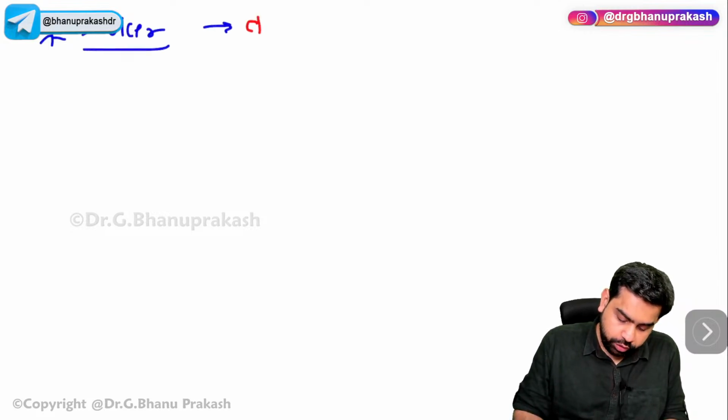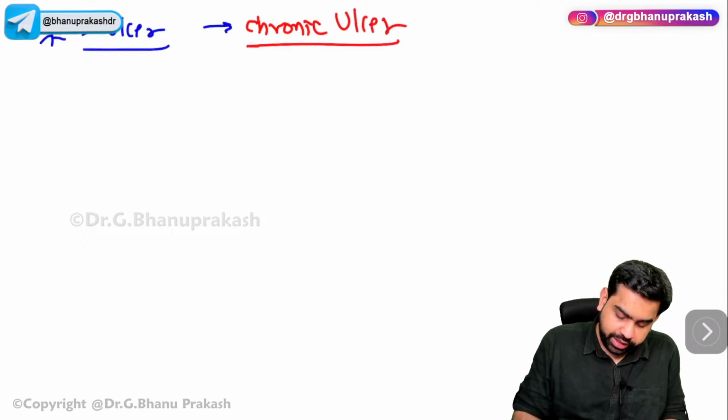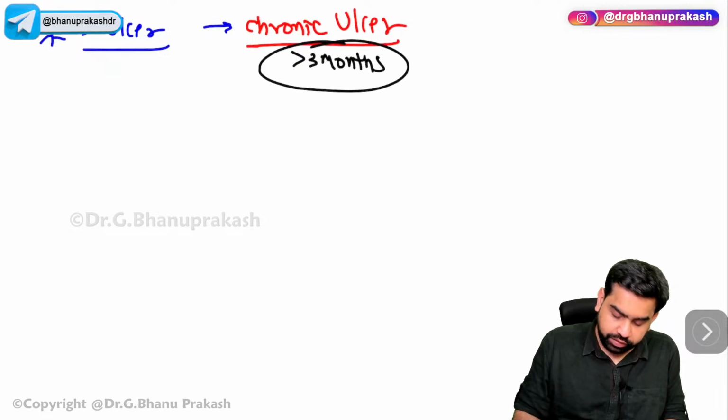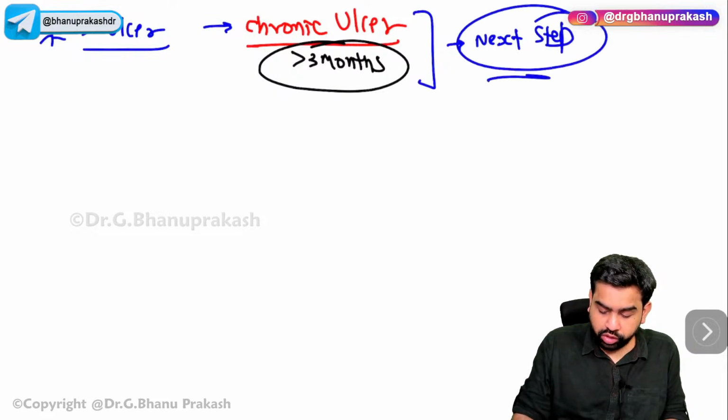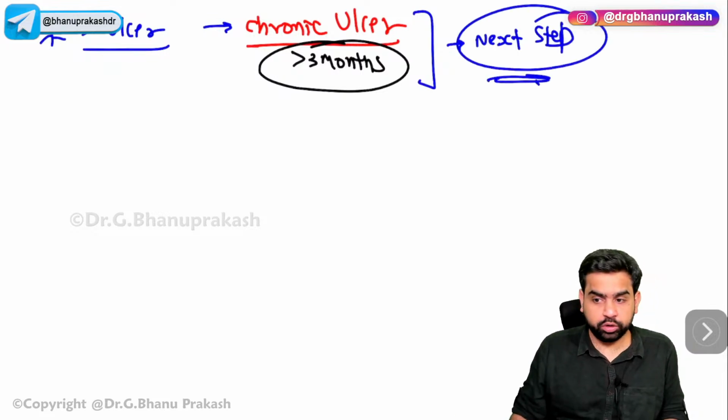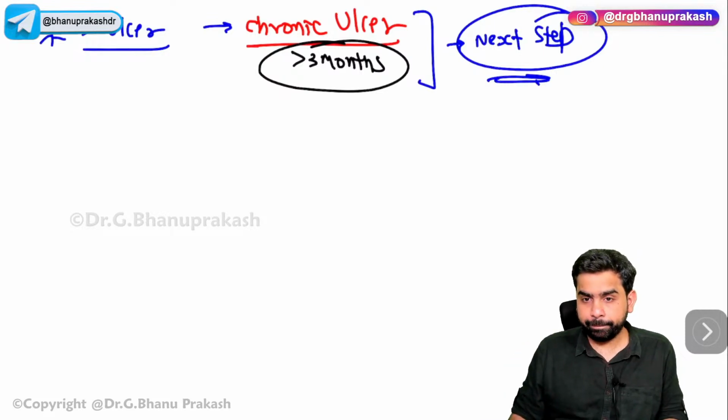So what do you understand by a chronic ulcer? A chronic ulcer basically means that the duration of the ulcer has been more than 3 months. So the patient is having an ulcer which is for more than 3 months. Now what I'm trying to ask you is, what is the next step in the management of this particular patient?